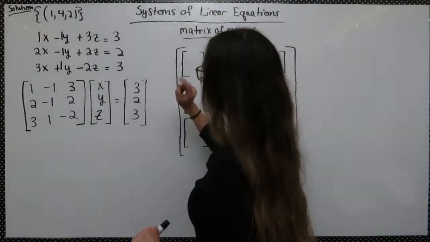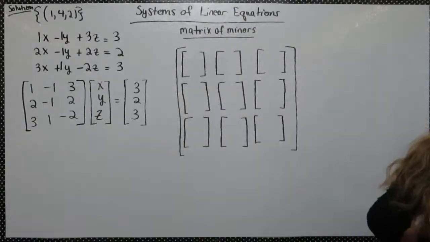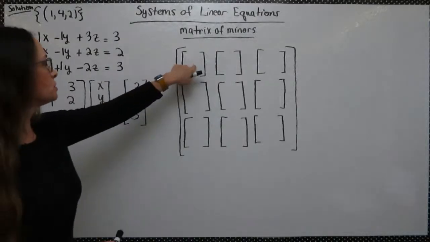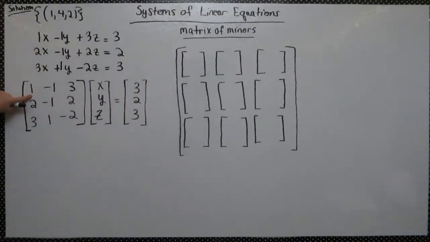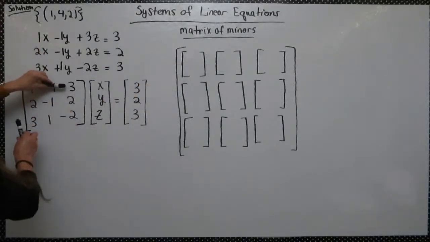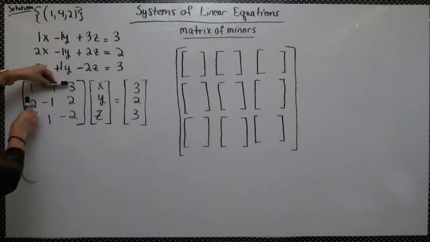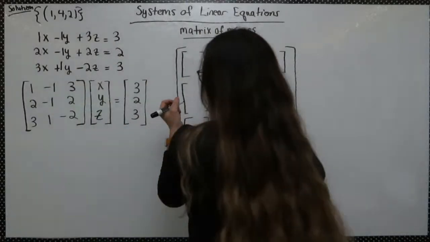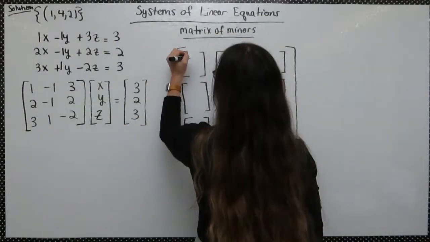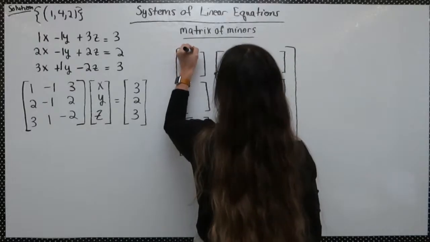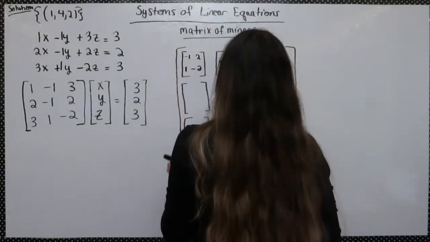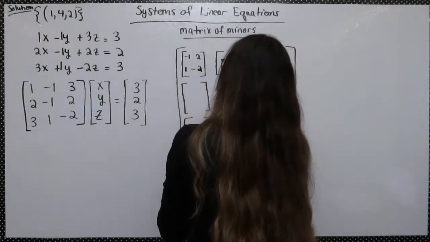So what we're going to do is, let me get another marker. And so we're going to start with this first position, this number right here, 1. So what we're going to have to do is cross out the rows and columns here. And what we have left over is -1, 2, 1, -2. So that's going to be my first minor.